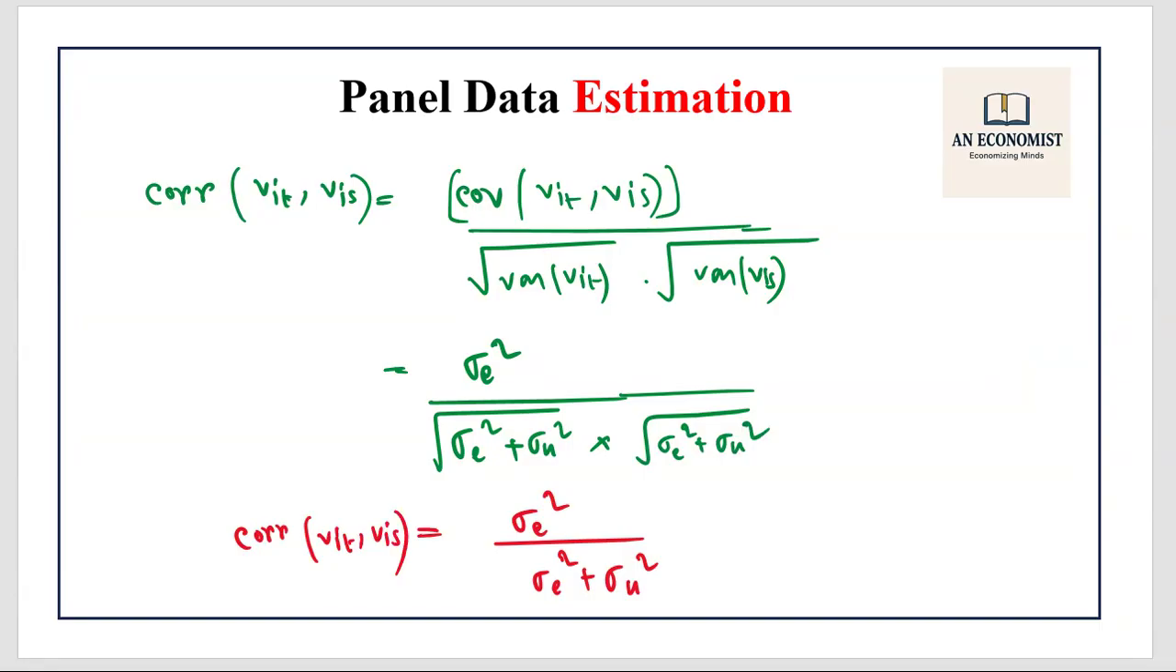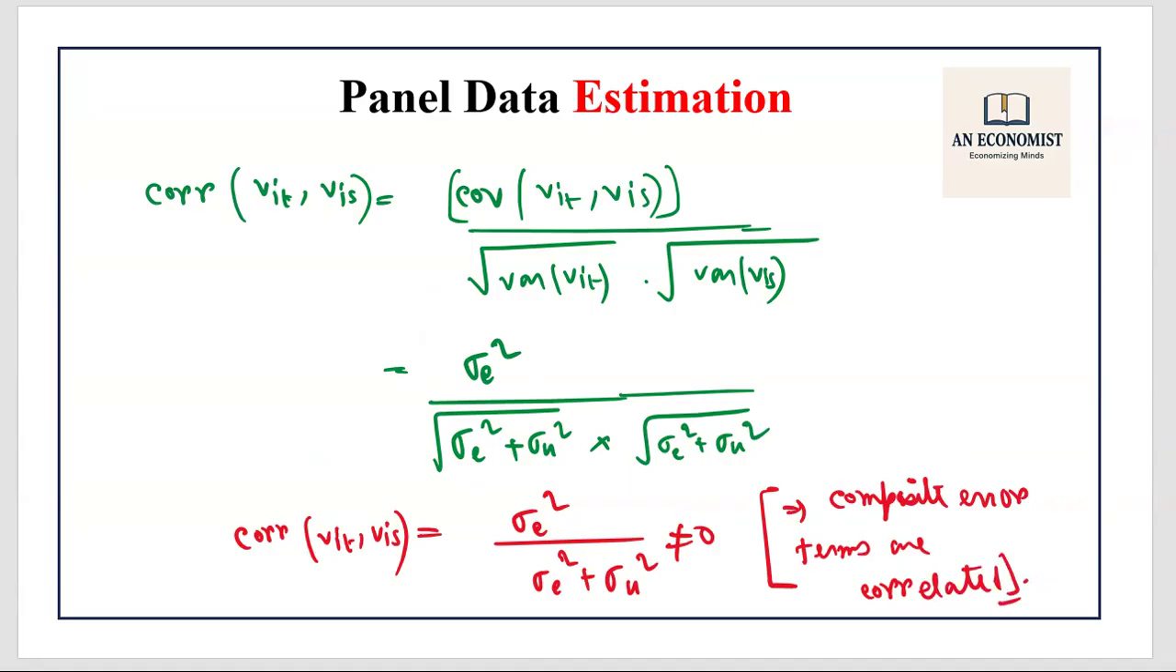So what can we say from here? We can say that the composite error terms are correlated. This thing is strictly greater than 0 because all the variances are positive. So in other words, this is basically not equal to 0. This much we can say. This is strictly greater than 0, which is not equal to 0, which basically implies that the composite error terms are correlated.